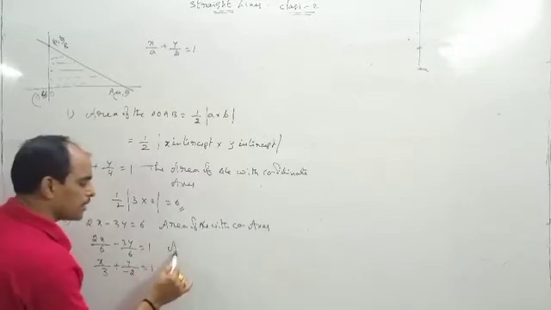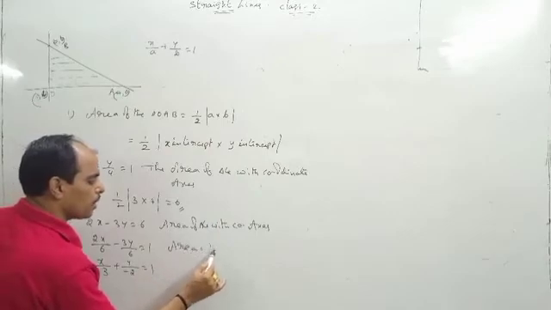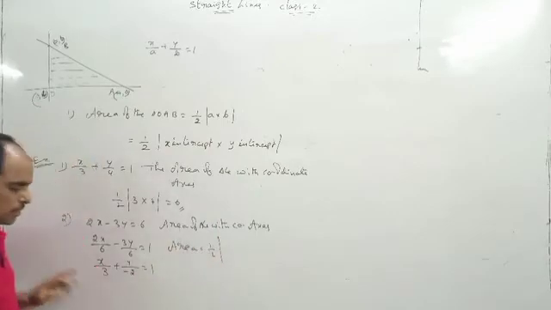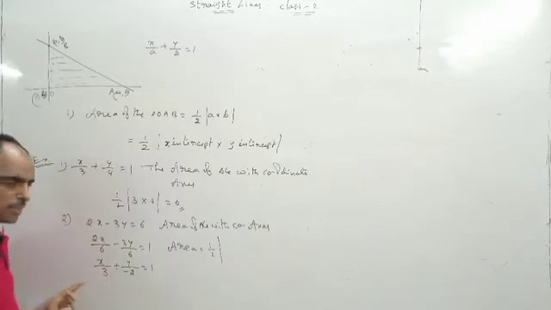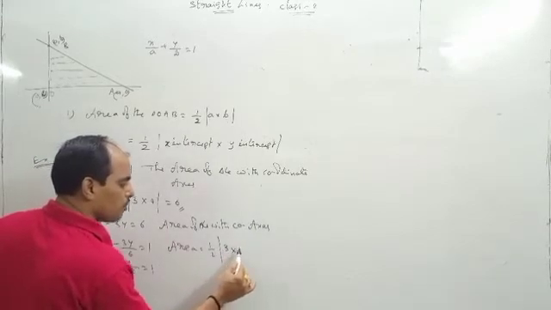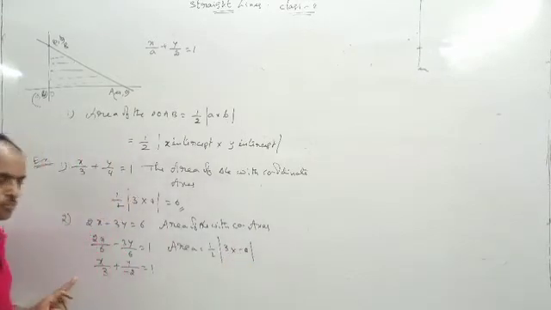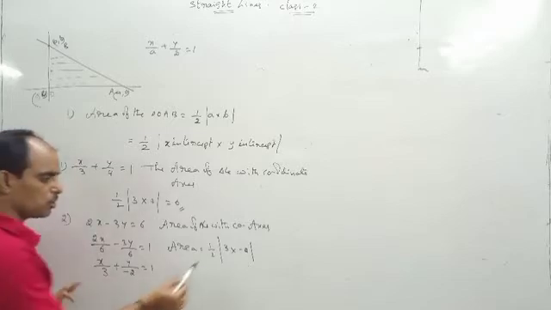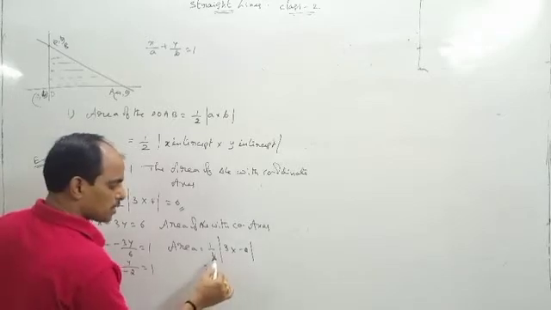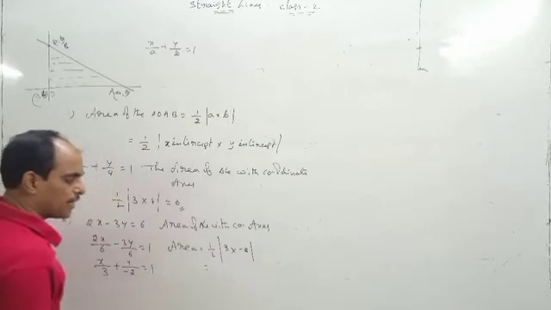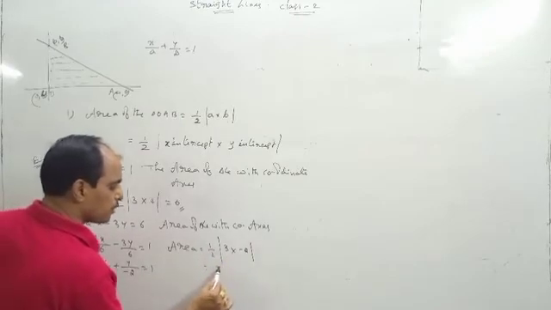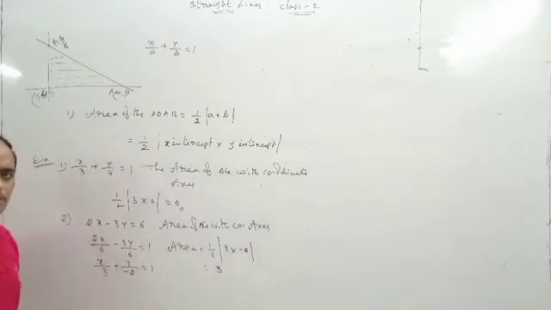So the area is equal to half into the modulus of x intercept, that is 3, and y intercept, which is -2. The y intercept is -2. So -6, and since we take the modulus, we have to write always a positive value. 6/2, that is 3 square units. Okay, this is the area of the triangle.